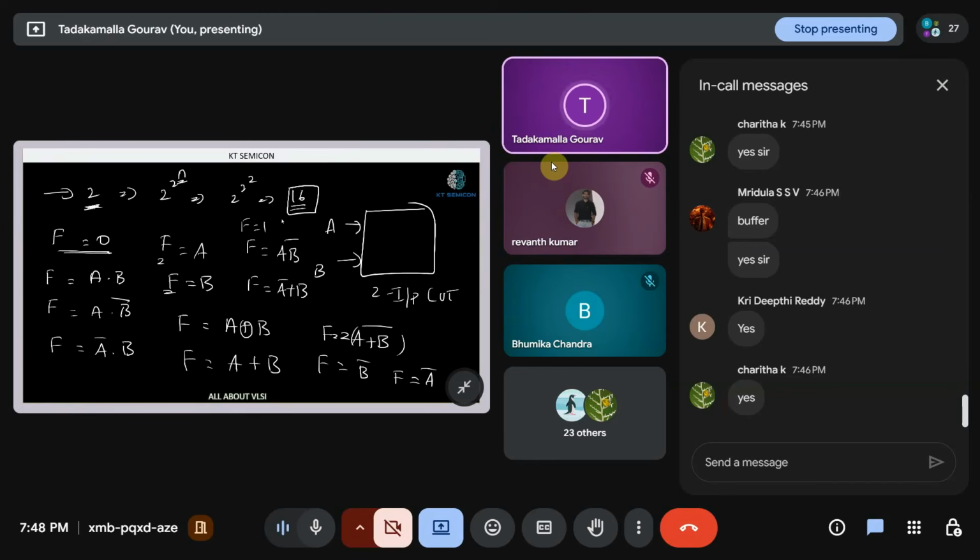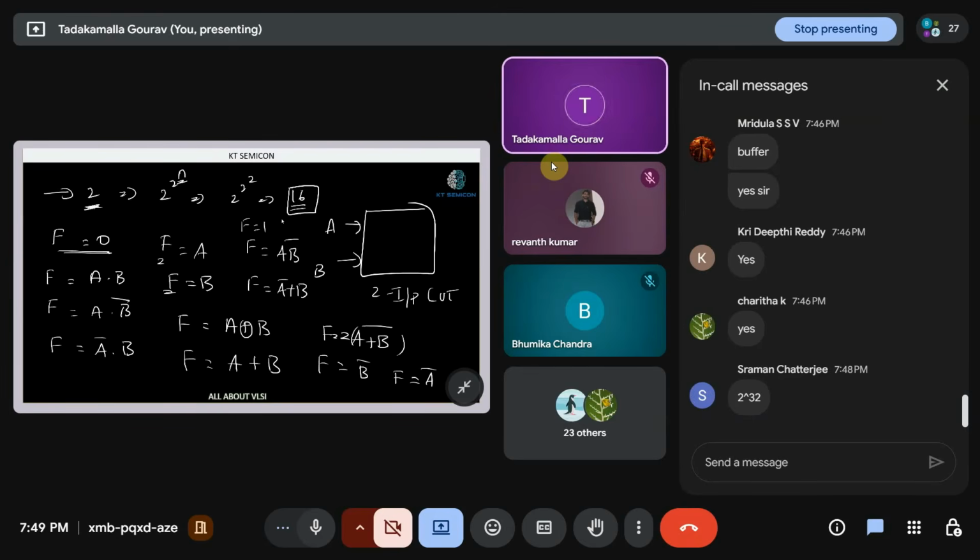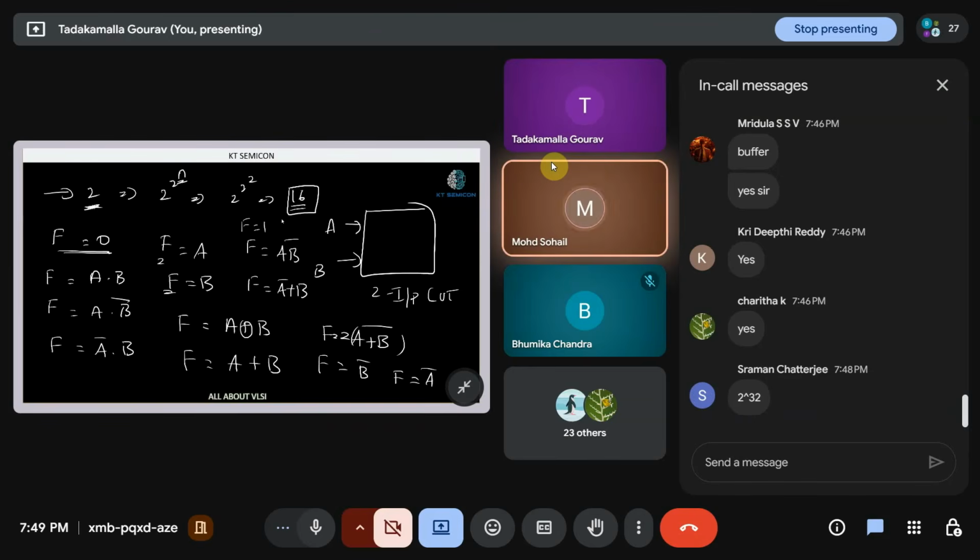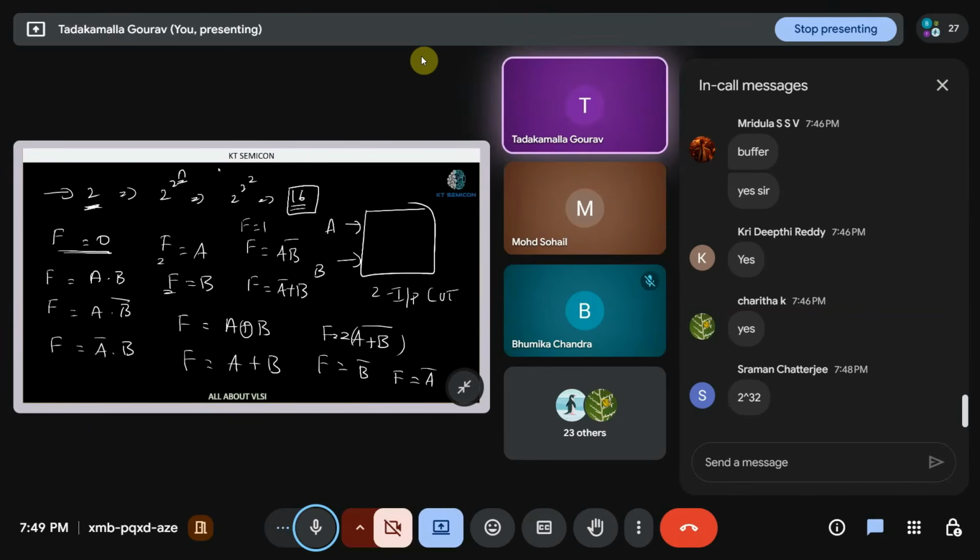Assume we have a 5 input LUT, then how many Boolean functions can you implement? Can anyone tell me? If we have a 5 input LUT, which is not generally possible, you can implement 2 power 32 Boolean functions, right? So it's a generalized formula for the number of Boolean functions. You can refer to Morris Mano for this. The generalized formula is 2 power 2 power n.